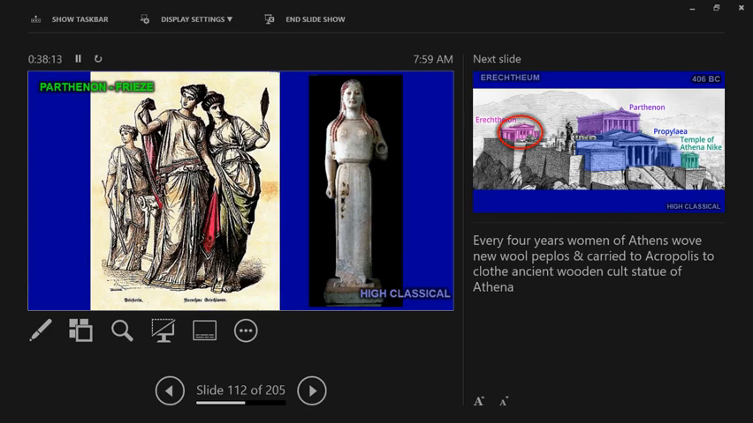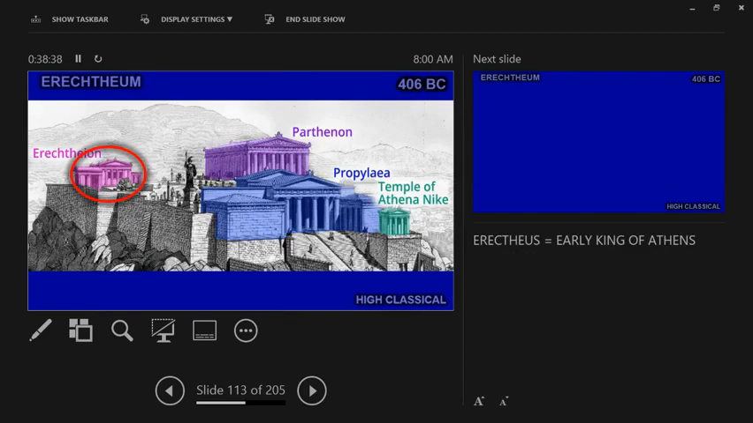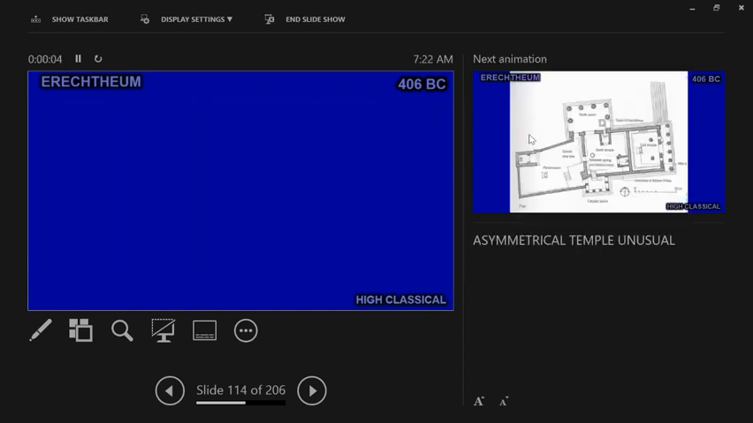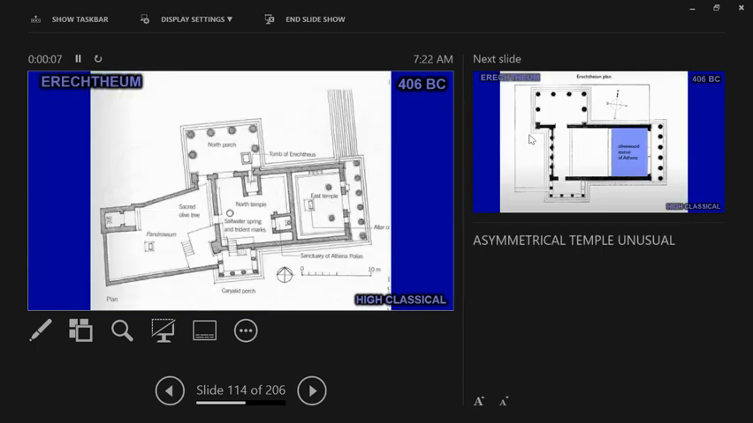Every 4 years, the women of Athens wove a new wool peplos and carried it to the Acropolis to clothe an ancient wooden cult statue of Athena. So, they would have made a new dress, a new peplos, and put it on a statue. And that statue would have been in the Erechtheion. Erechtheus comes from the name of a king of Athens.